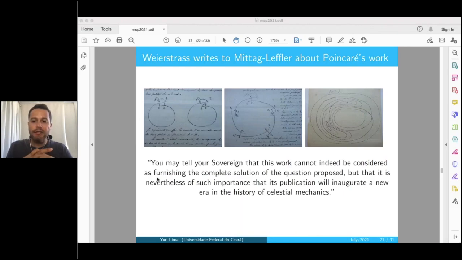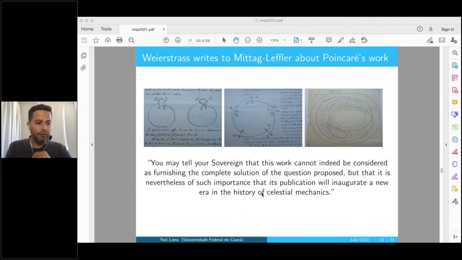So Weierstrass understood that even though the full solution was not given, the ideas that Poincaré gave in the manuscript were very deep, and they could perhaps be applied in other fields of mathematics. And he only mentioned the history of celestial mechanics, but it's natural that when a new tool comes into play, people start to apply it in many different areas. So based on the opinions of the judges, Poincaré was indeed awarded the prize.